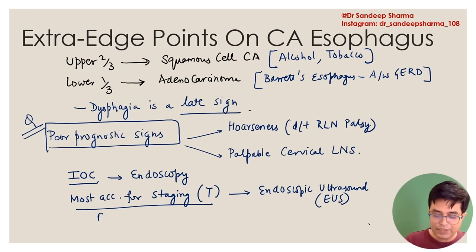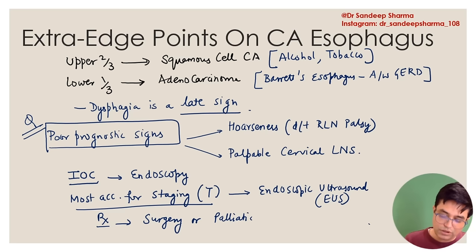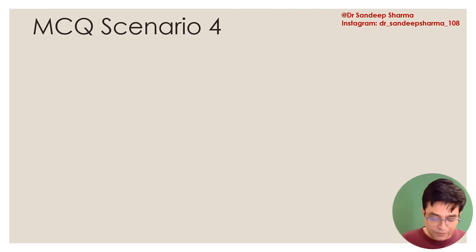And treatment will be either surgery or palliative therapy, depending upon what stage the patient is coming. Unfortunately, most patients of CA esophagus come late, and so the outcome is very poor. And with palliative surgery, only symptomatic management is what we can do in most patients, right? So CA esophagus, brief review is done. Let's move further. MCQ scenario number 4.